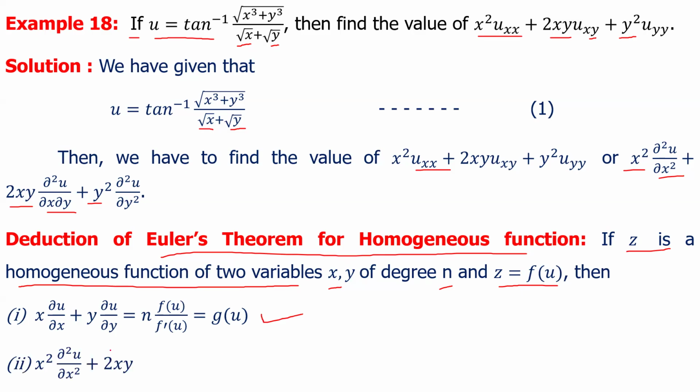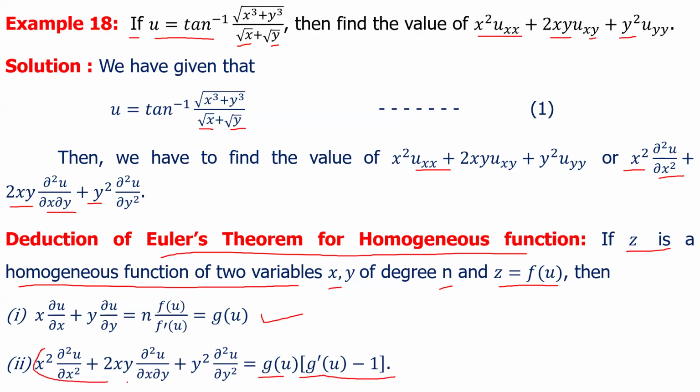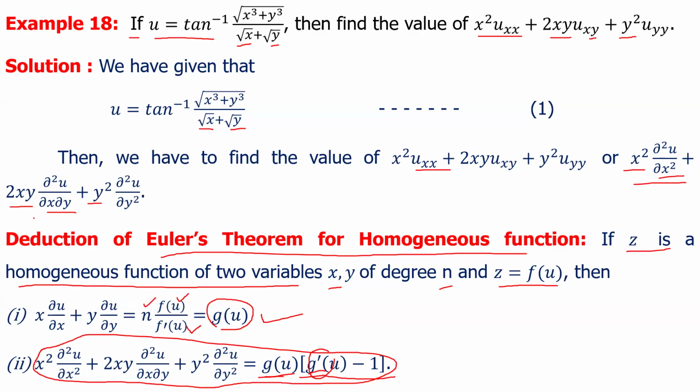And the second one is x square del 2u del x square plus 2xy del 2u del x del y plus y square del 2u del y square, which is equal to g of u into g dash of u minus 1. In this example, we have to find only the second part of this theorem. So let us find f of u, f dash of u, and n, then calculate g of u, then g dash of u, and if we substitute the values of g of u and g dash of u, we get the value of the given expression.